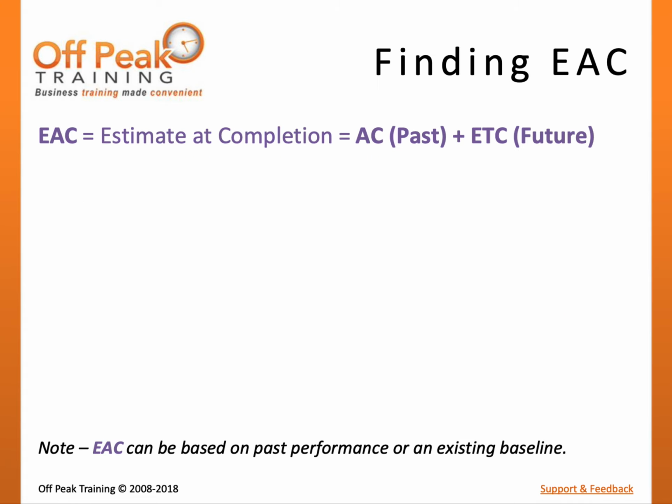Estimate at completion is the total amount of forecasted costs at project completion. There are two major building blocks to determining EAC. The past, represented by how much has been spent on the project work completed through today, and the future, represented by how much we anticipate spending on the remaining project work. Forecasted future spending can be referred to as ETC and will be covered in the next slide.